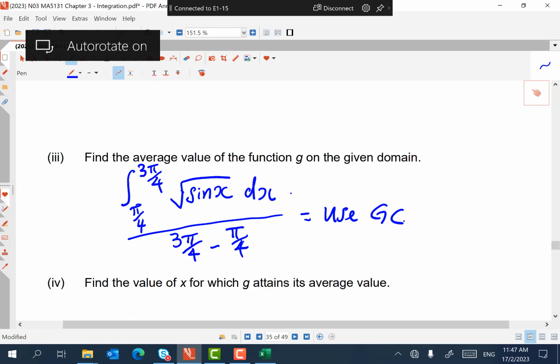Unless you cannot use GC, right? If we cannot use GC, we won't give you a question like this. No, I mean in the test there's no GC. Yeah, the test has no GC. No GC is allowed for the test.